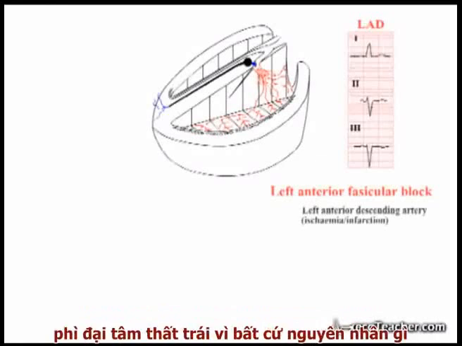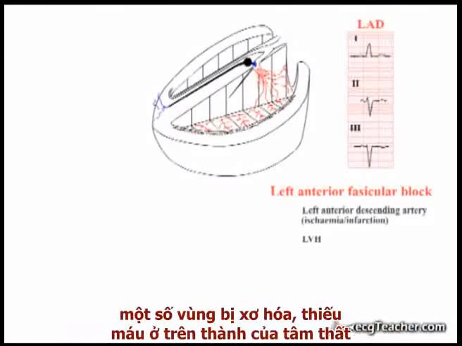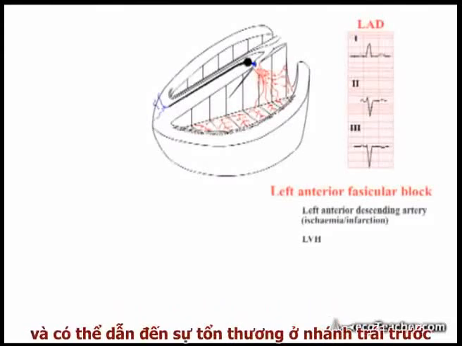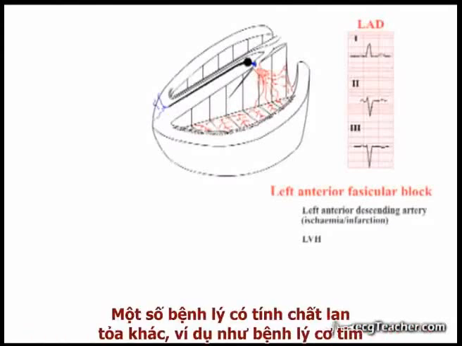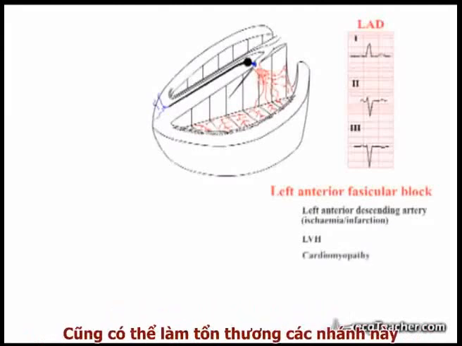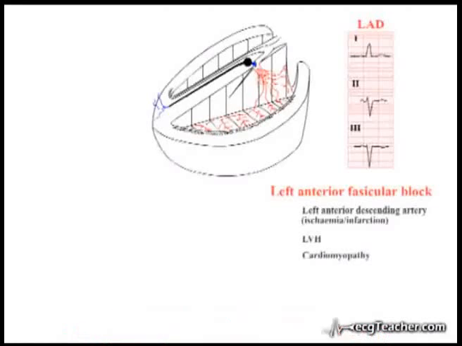In addition, left ventricular hypertrophy from any cause may on occasion be associated with areas of fibrosis or ischemia within the ventricular myocardium, and this can result in damage to the anterior fascicle. More diffuse myocardial disease processes, such as cardiomyopathies, may also compromise the fascicle, manifesting as left axis deviation on the ECG.